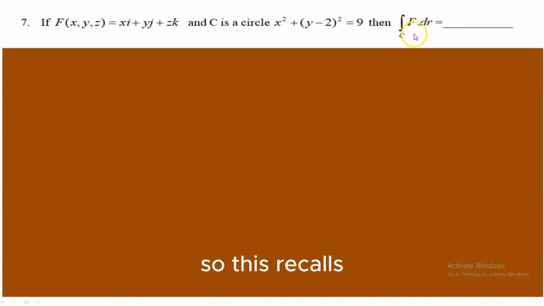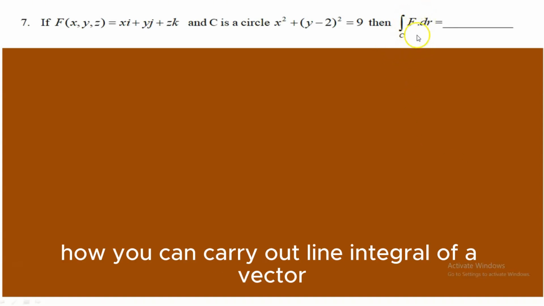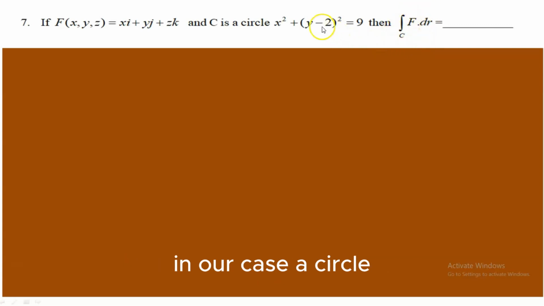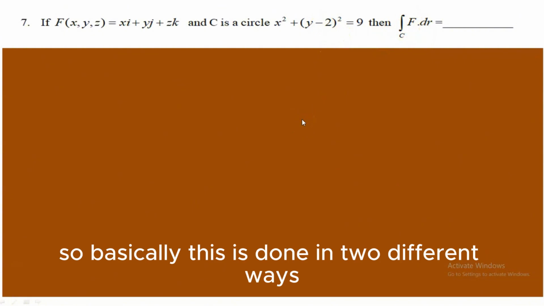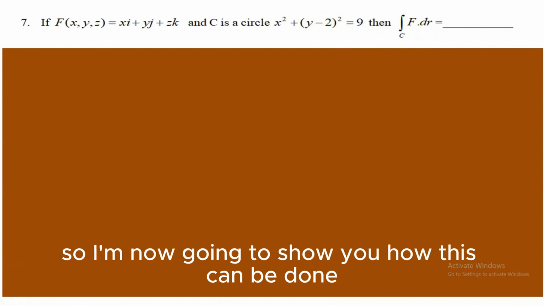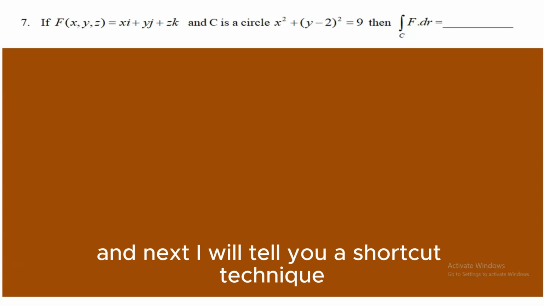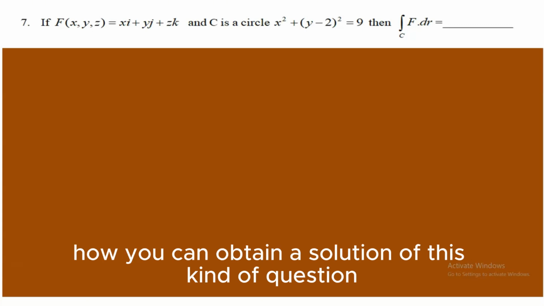So this recalls how you can carry out a line integral of a vector function over a certain curve, in our case a circle. Basically this is done in 2 different ways. I'm now going to show you how this can be done using the first approach, and next I will tell you a shortcut technique for obtaining the solution of this kind of question.